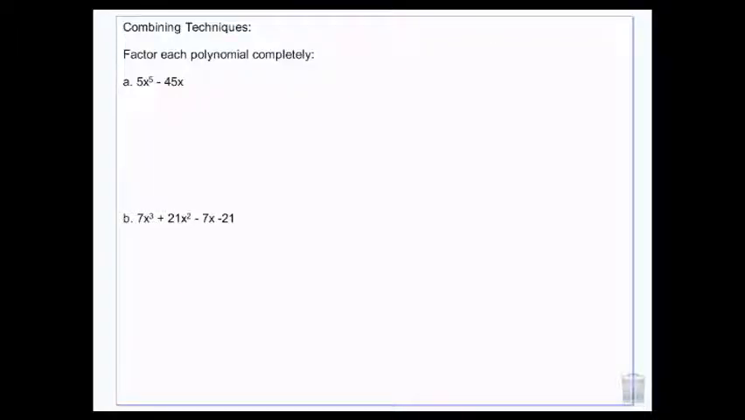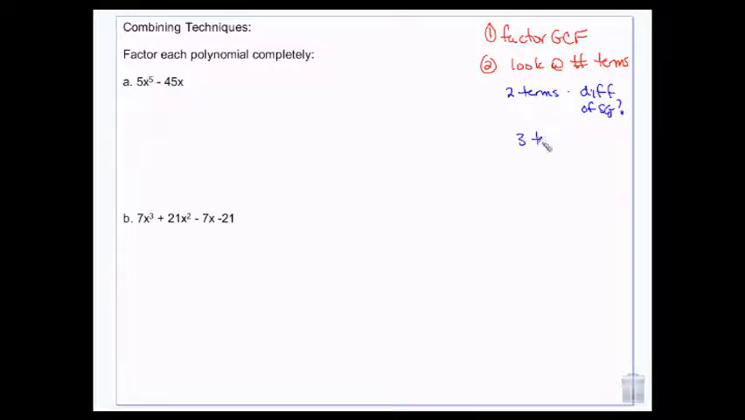To factor out the GCF. So step 1 is to factor a GCF. Step 2 is to look at the number of terms. If you have 2 terms, we're going to look for a difference of squares. If you have 3 terms, we're going to factor with the big giant X. And if you have 4 terms, you're going to use grouping.